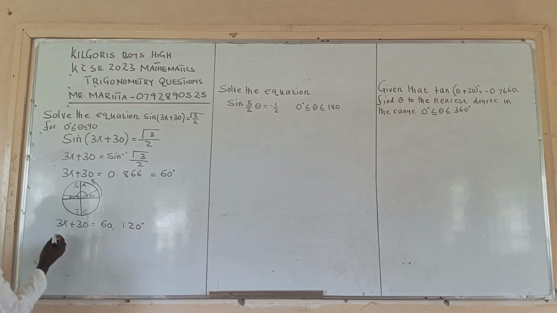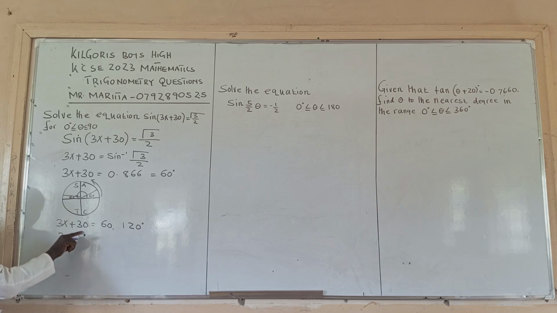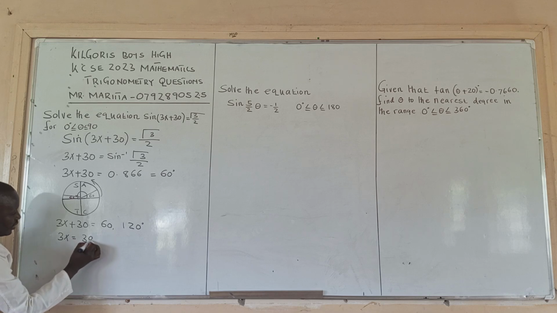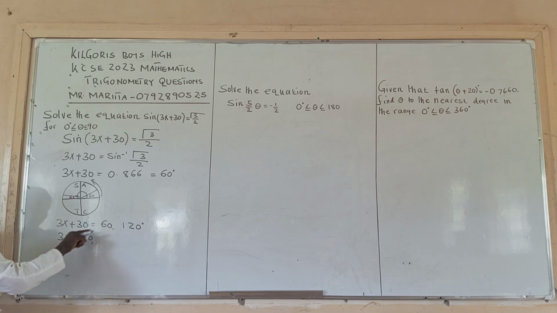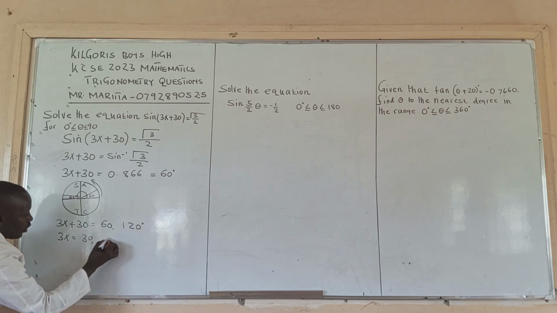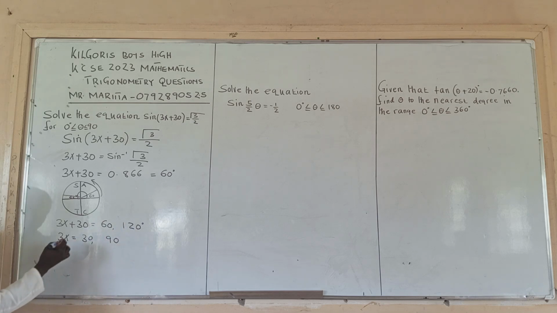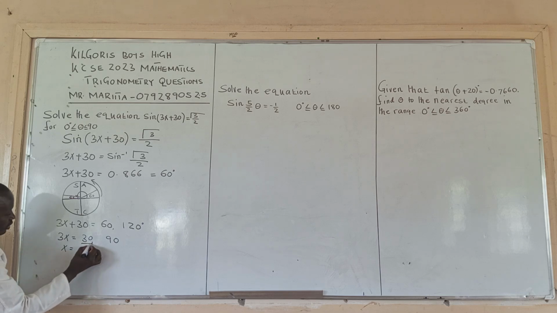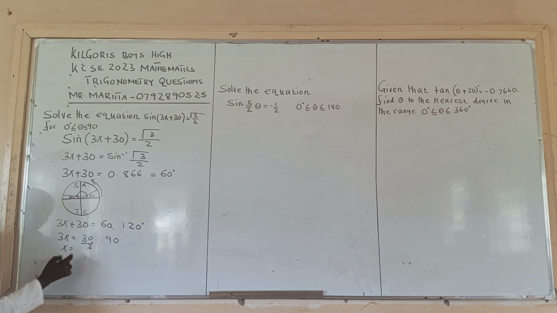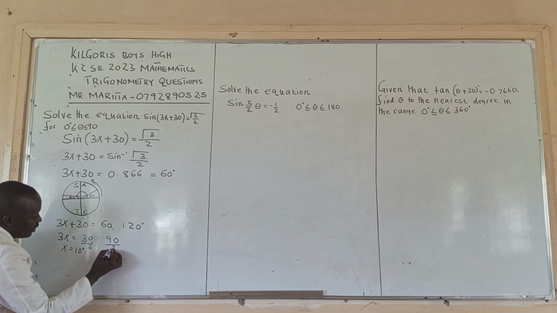So from here we can have 3x is equivalent to, we take this to the other side, 60 minus that is giving us 30, then 120 minus 30, we have this one as 90 degrees. So if we want to get x, you can divide this one by 3. So we have x is equal to 10 degrees. And then you can divide this 30 by 3 in this case here.